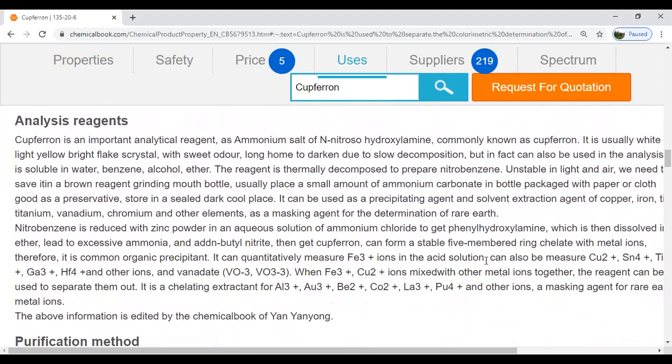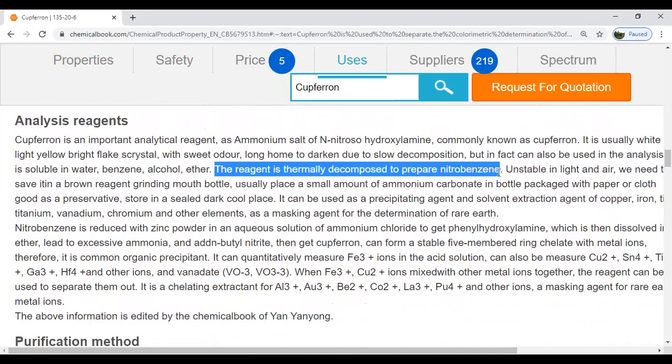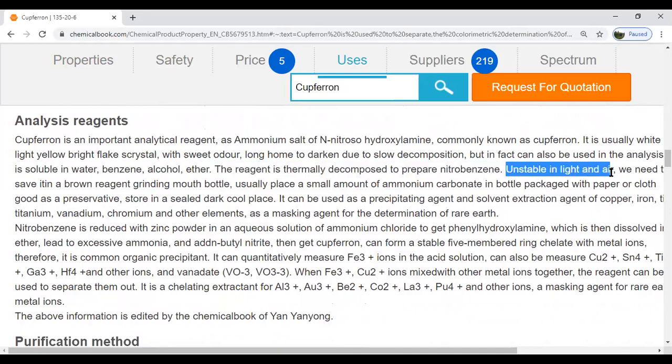So chemical properties: it's a very important analytical reagent. The ammonium salt, commonly known as Cupferron, is usually a white to yellow, bright flake crystal with a sweet odor. Okay. The reagent is thermally decomposed into nitrobenzene. That's why we should not heat it. It is unstable in light and air. So if you have it, you have to avoid light and air. Okay, that's why we store it in a brown reagent bottle.